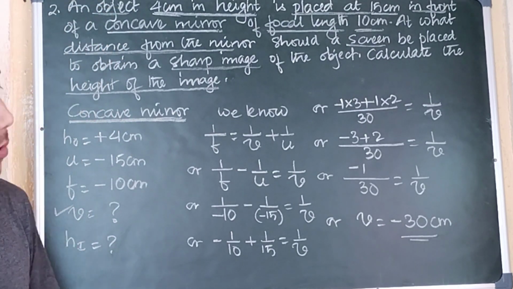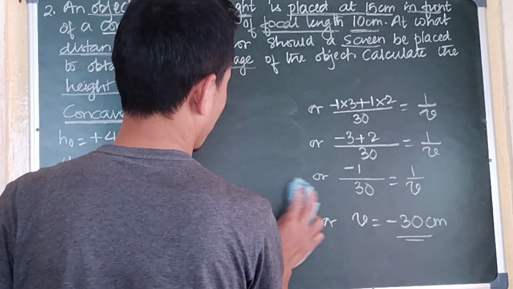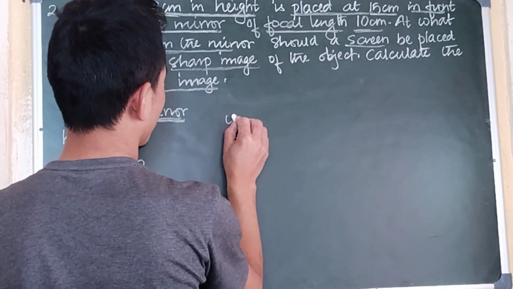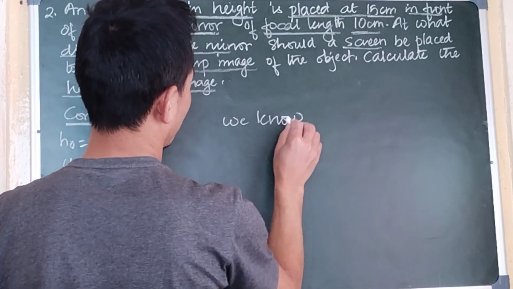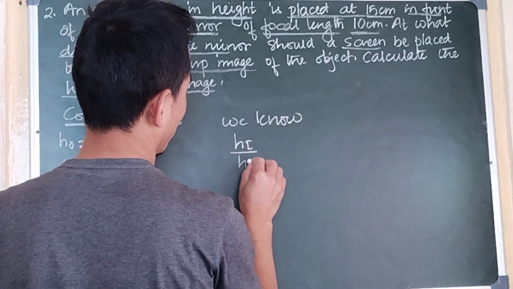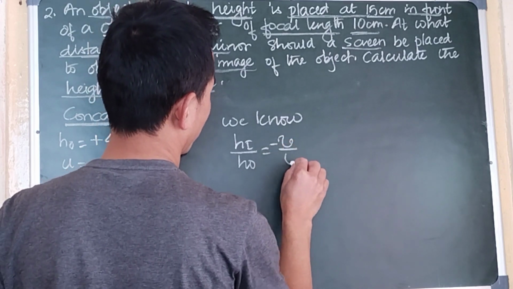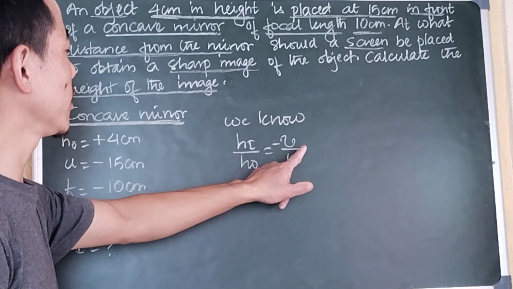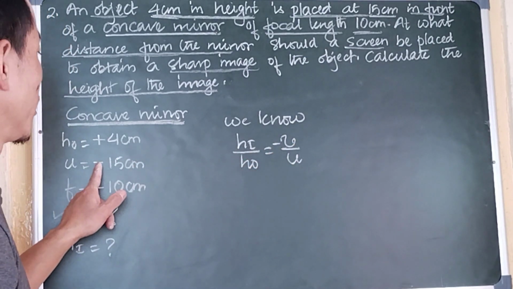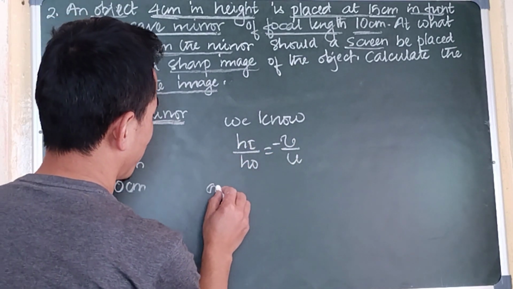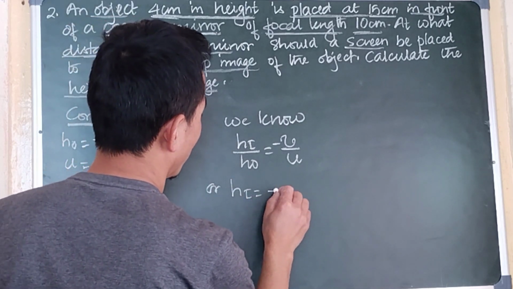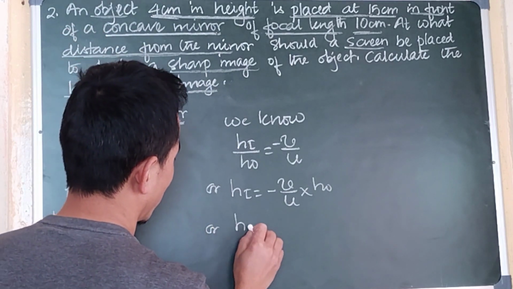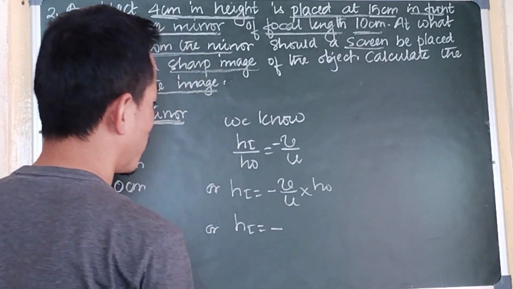Now let's find the height of the image here. Again, which formula we can use? We can use hi by ho is equals to minus of v divided by u, because we have the height of the object given, v we have calculated, u we have here in the given. So we can simply find out hi. So hi will be minus v by u times ho.